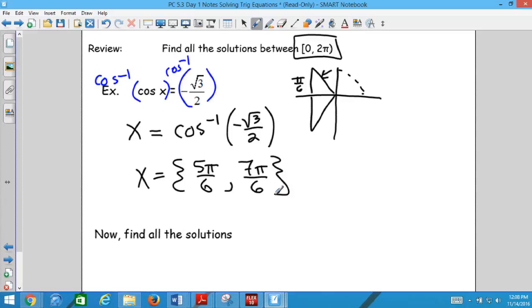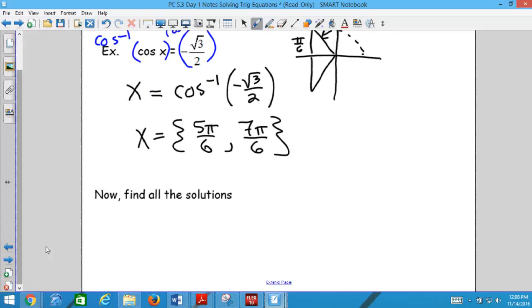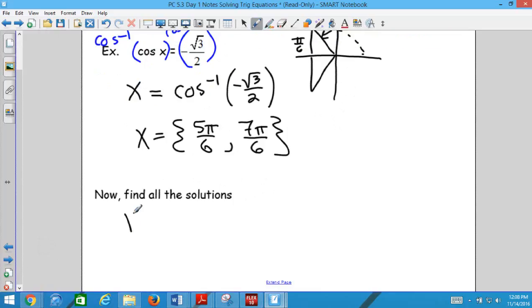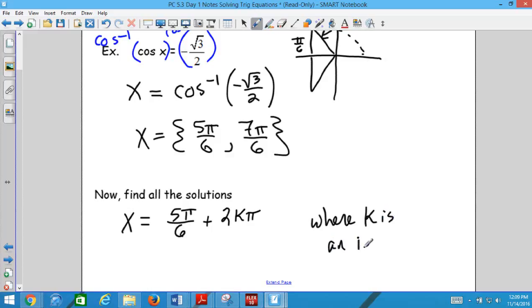Infinitely many. So to do that, we're going to do something that we had done in the last chapter, where we're going to add on something with a k. Remember that? So our first answer would be x equals 5 pi over 6 plus, how much is it to go all the way around one time? 2 pi, but we could do it as many times as we want, so we're going to say 2k pi or 2 pi k.